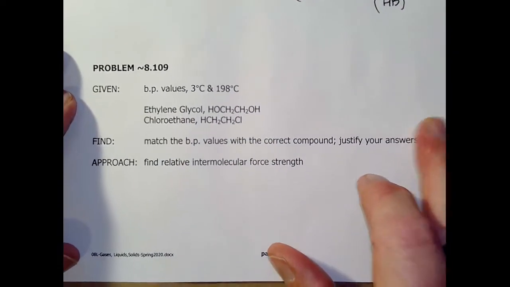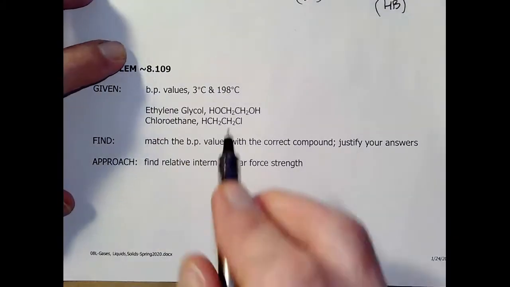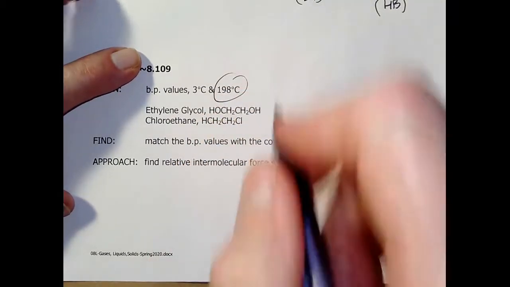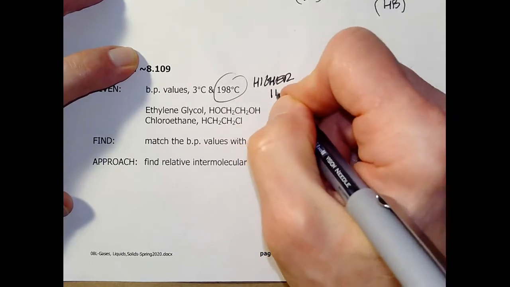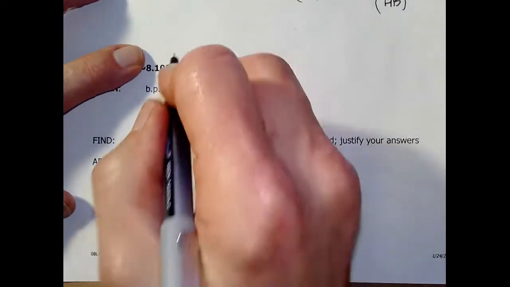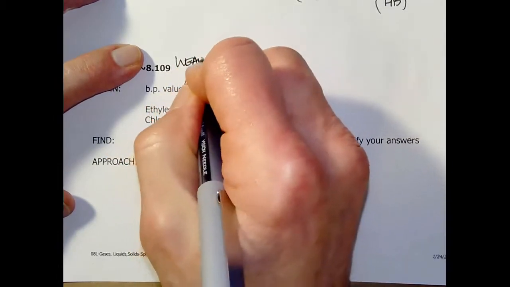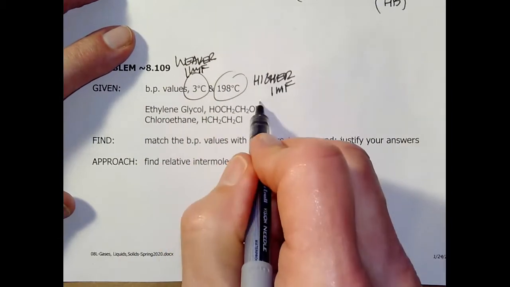Here, why don't you try this? It's problem 109. I tweaked it a little bit. Try that problem, stop the video, try that problem, and then come back and see what my conclusion was. Okay, my conclusion is I've got a boiling point of almost 200. That's a much higher or stronger IMF. I've got something boiling at 3 degrees. That's the weaker IMF.